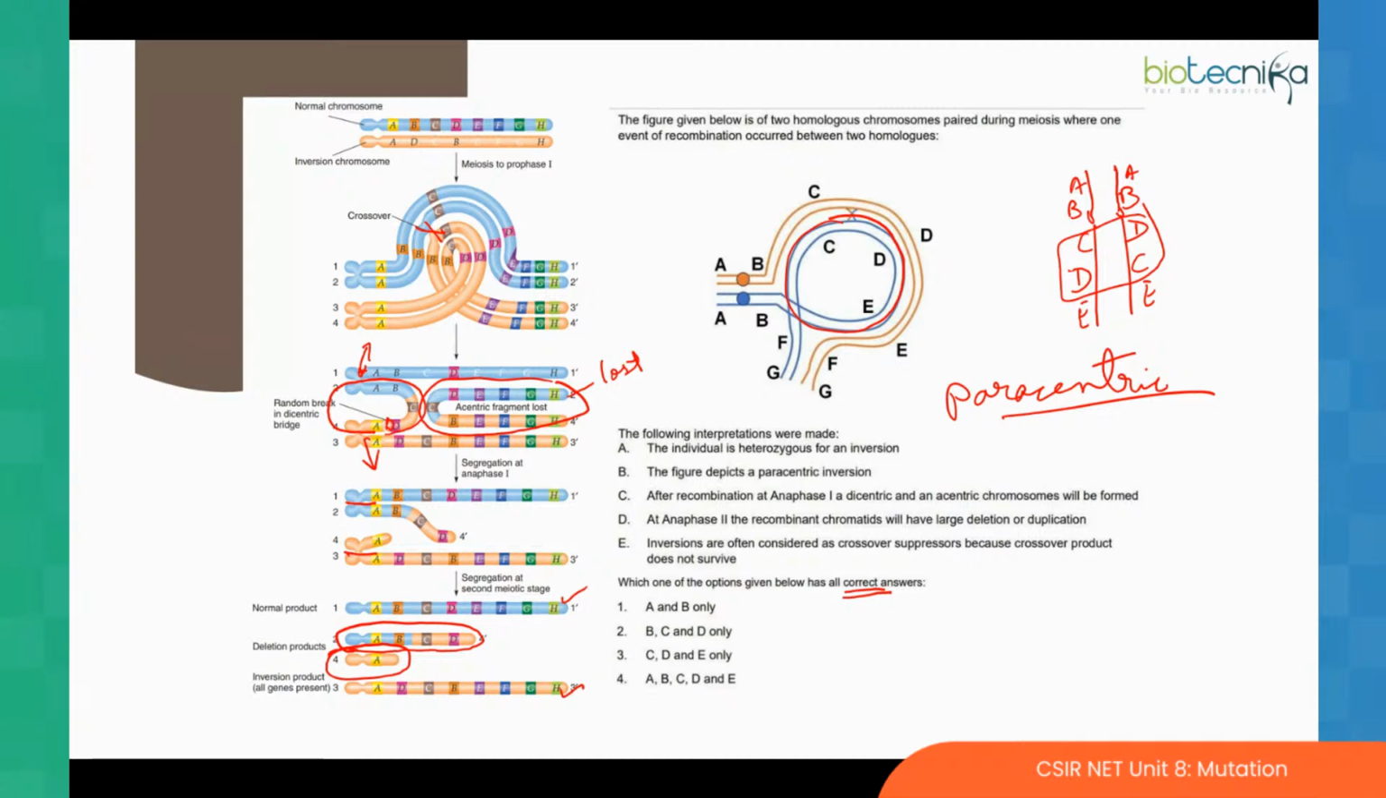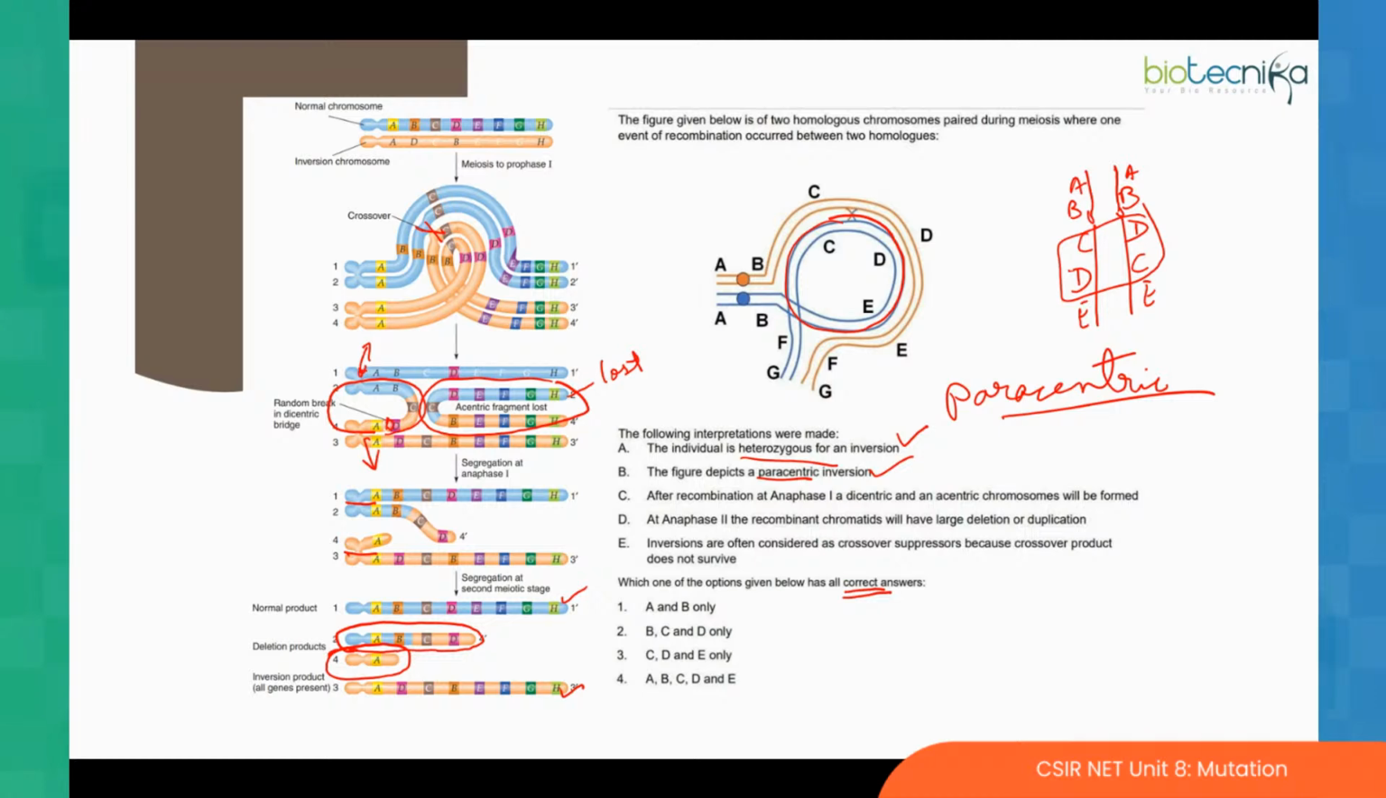Okay, so let's see the statements one by one. A says that the individual is heterozygous for an inversion. That is correct, because only one homologous chromosome has the inversion, the other one does not. Next, the figure depicts a paracentric inversion. We have found out that it is paracentric, because the inverted segment does not include the centromere. So B is also correct.